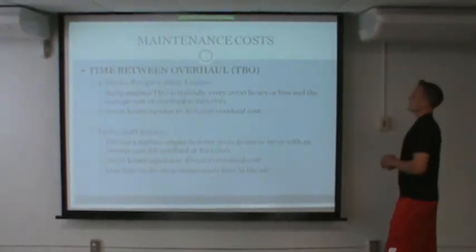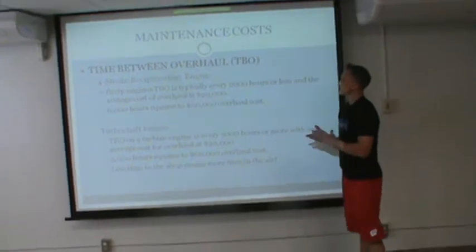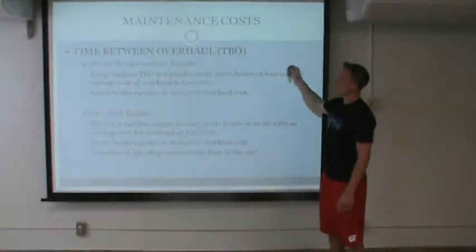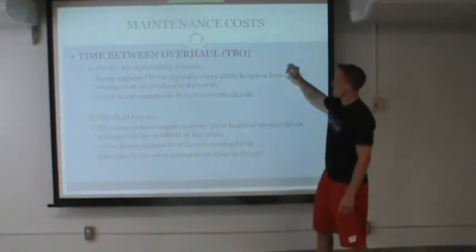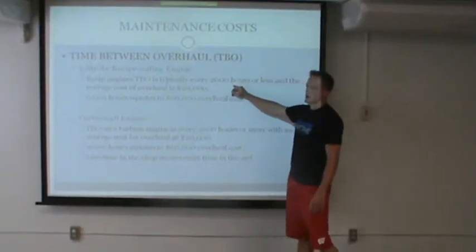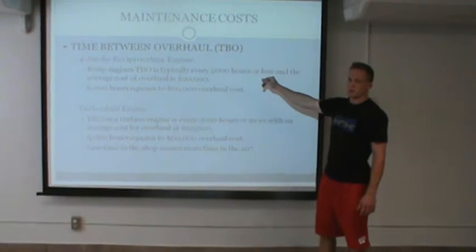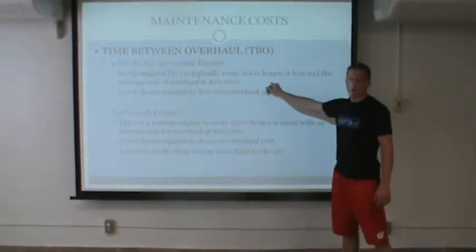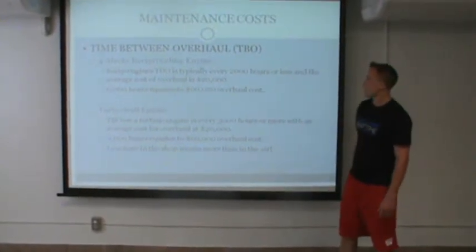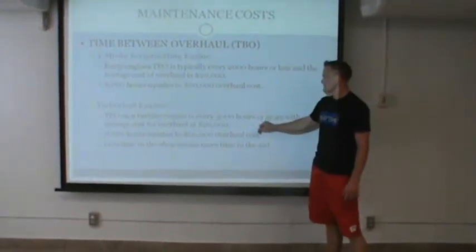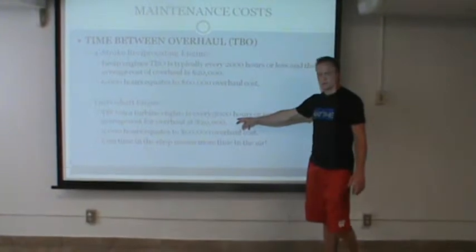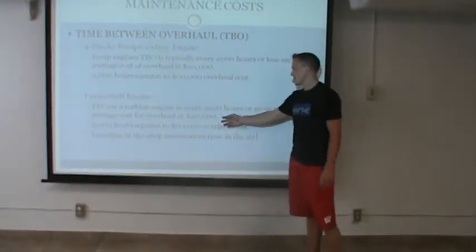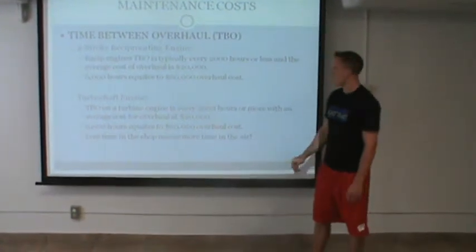On to the maintenance costs. Maintenance costs, time between overhauls is a big key for any aircraft engine. Any aircraft mechanic will tell you that. Four-stroke reciprocating engines, typical time between overhaul is every 2,000 hours on the engine. The average cost of an overhaul is about $20,000. With the turboshaft engine, you can put at least 3,000 hours on most of them, some of them even more, before it has to go in for overhaul. And the standard cost is around $20,000 or maybe a little more.